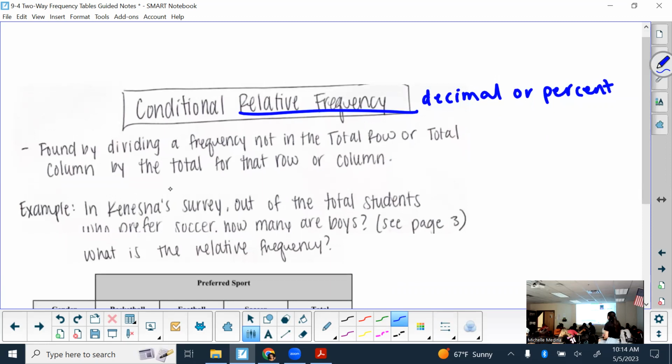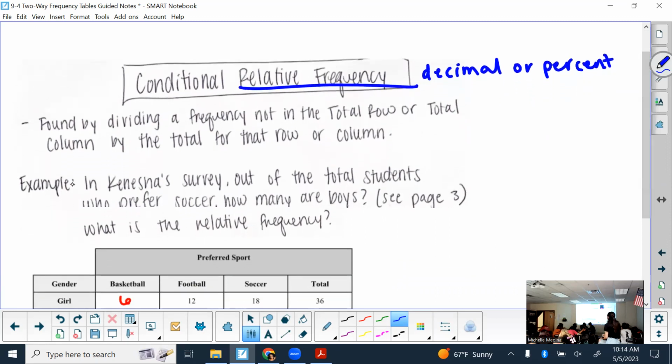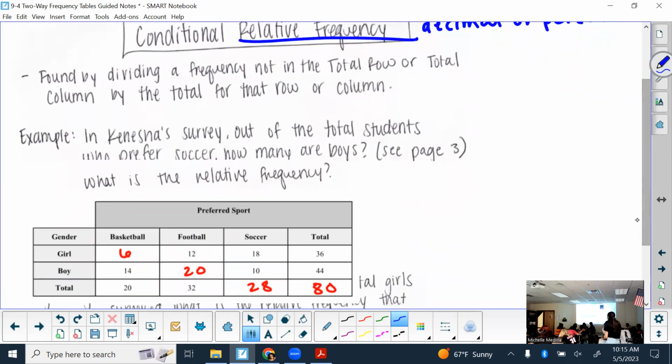All right, so if we go back to Kanisha's survey about the different genders and what sports they prefer, this would be a good test question. Out of the total students that prefer soccer, how many are boys? And what's the relative frequency of that? So here's the table down there for reference. How many boys prefer soccer? 10. There's 10 boys that prefer soccer.